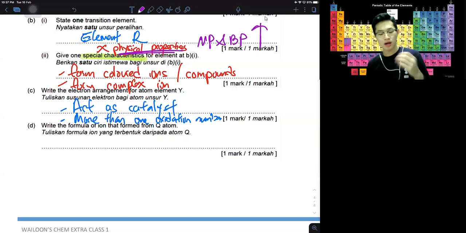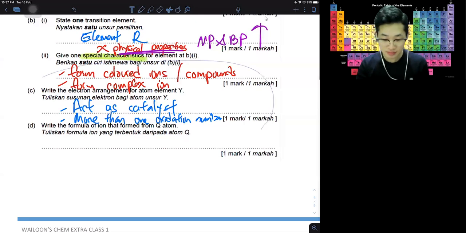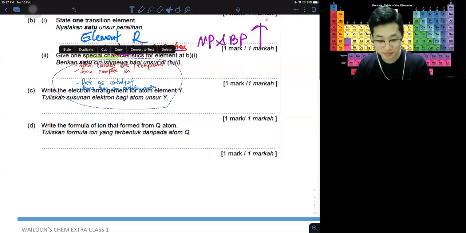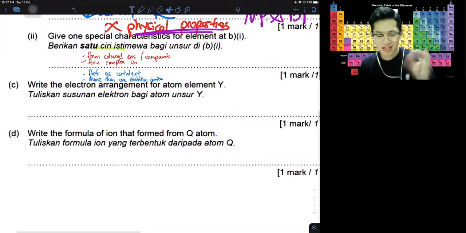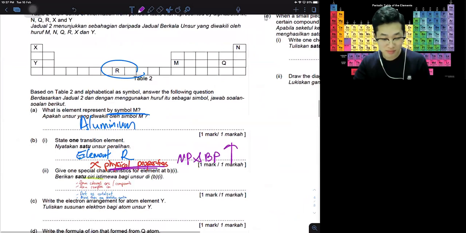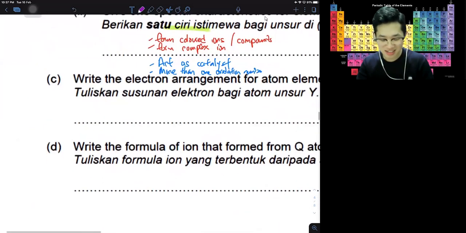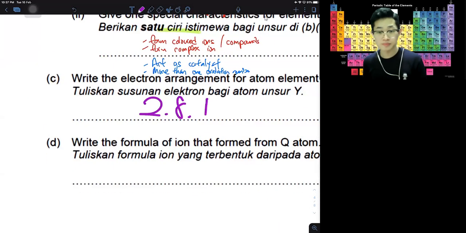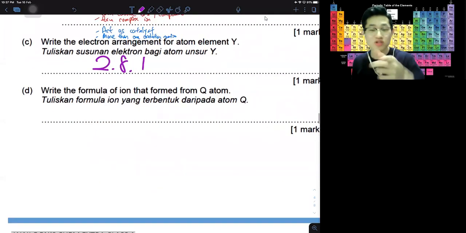Write the electron arrangement of atom Y. How to write? 2.8.1. Okay.